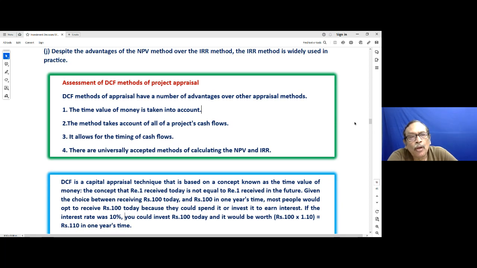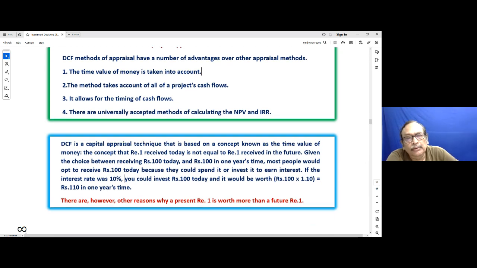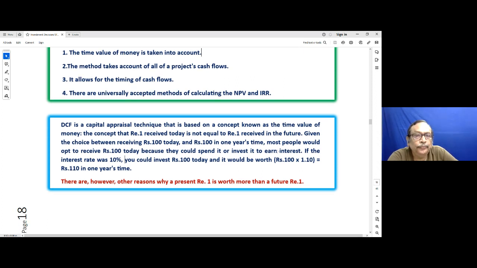Now, assessment of DCF methods of project appraisal. DCF methods of appraisal have a number of advantages over other appraisal methods. The time value of money is taken into account. The method takes account of all of the project's cash flows. It allows for the timing of cash flows. There are universally accepted methods of calculating the NPV and IRR.